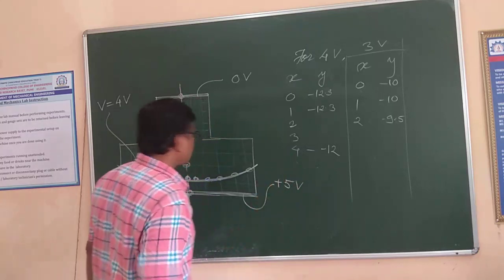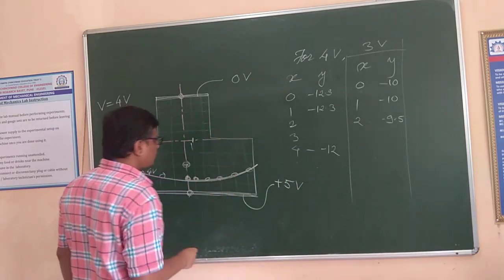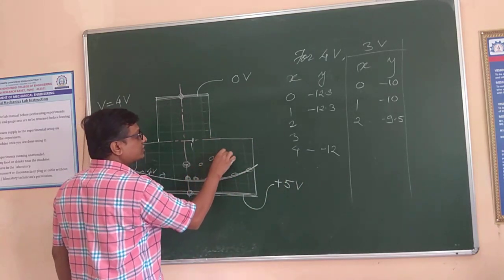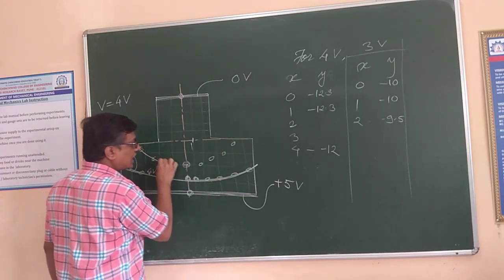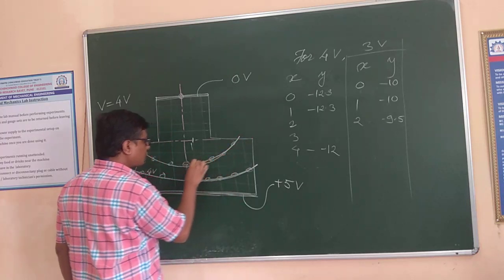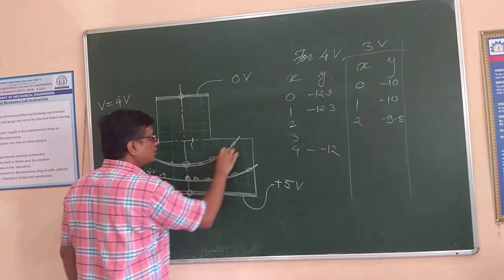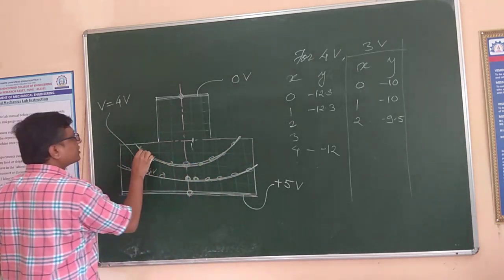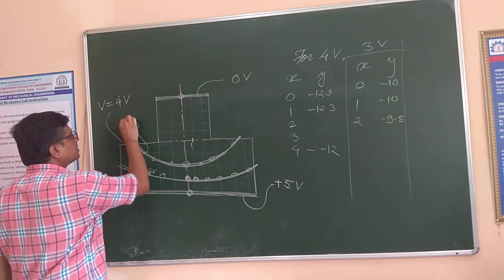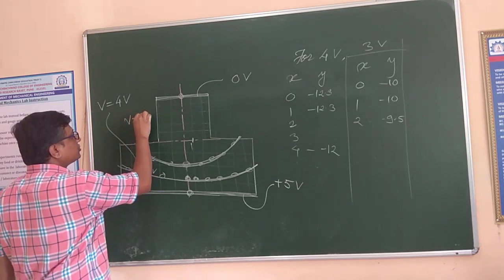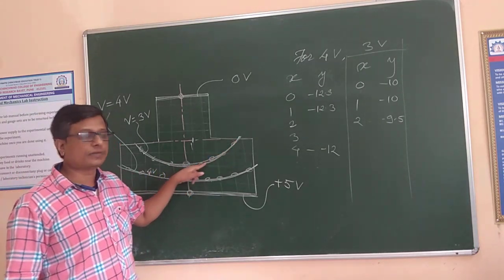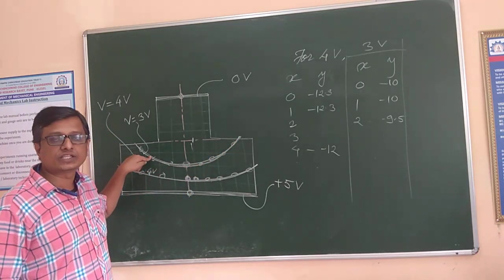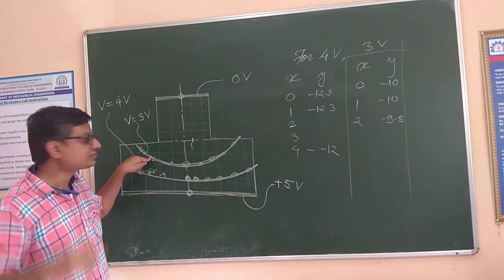So if I plot all these points which belong to the 3 volt supply, I'll be getting the points to be something like this. If I join all the points by a smooth curve, I'll be getting one more curve. And that curve belongs to one more equipotential surface, or say the curve that belongs to 3 volt. So if I take any point on this curve, I'm sure that point will be at the potential of 3 volt. Right?